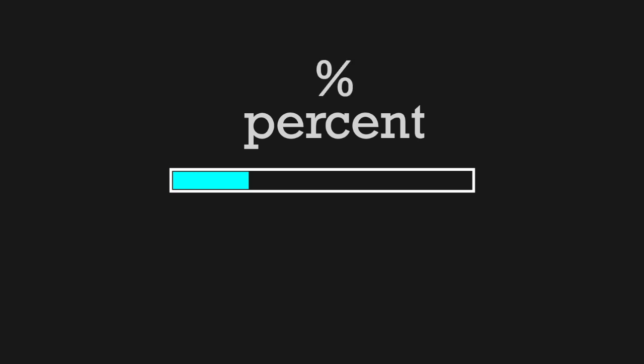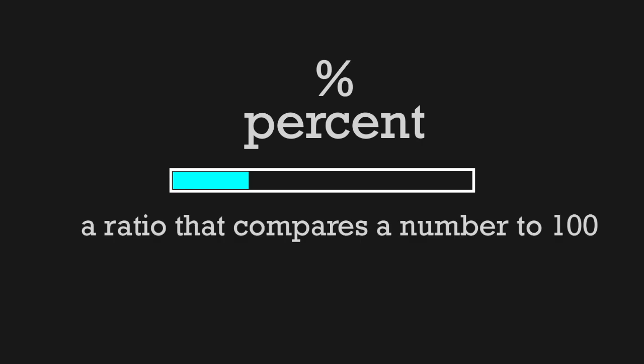Lesson has loaded. Today's lesson is about percents. They are represented with this symbol. And the definition of a percent is a ratio that compares a number to 100. If you remember, a ratio is when we have a number related to another number. So a percent is a ratio where the number below is 100.